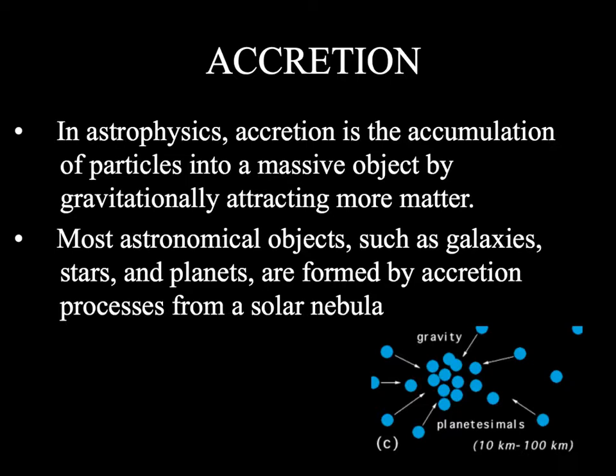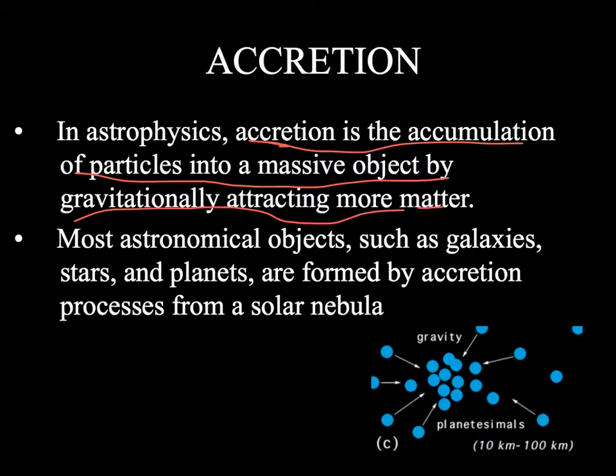So you want to write this down: accretion is the accumulation of particles into a massive object by gravitationally attracting more matter. Most astronomical objects such as galaxies, stars, and planets are formed by this process from that solar nebula.